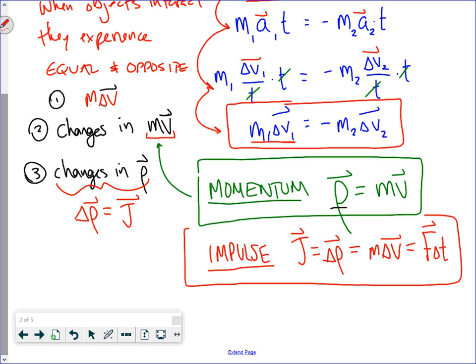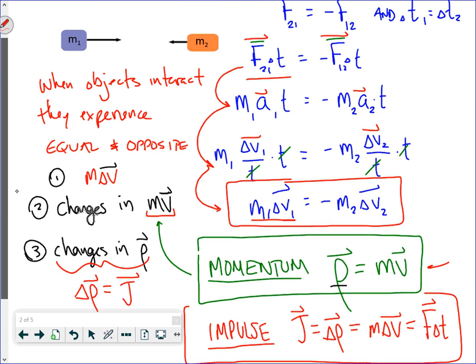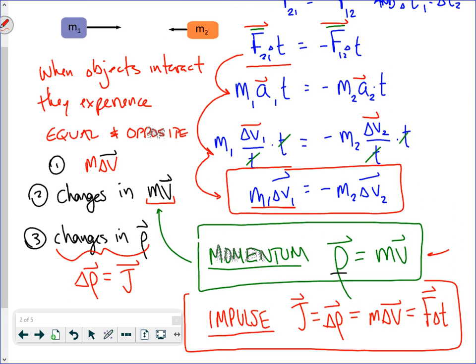What's momentum? It's by definition the product of mass and velocity. Who cares about momentum? Well, we care because we can see that during interactions, this product of m and v, or at least how it changes, is something of interest, or shows us something interesting. We get these equal and opposite changes in that product during the interaction.